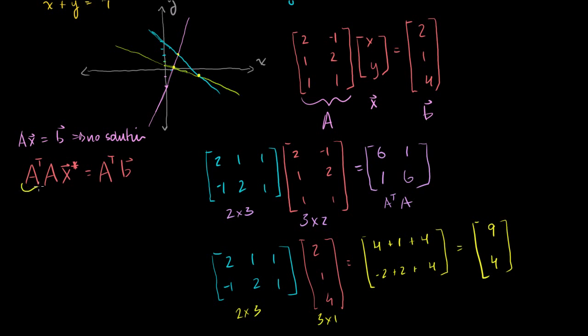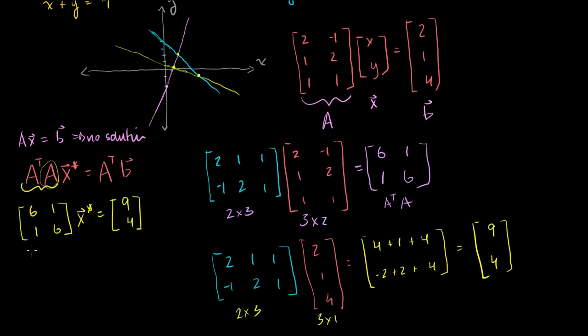So we can rewrite this as the matrix A transpose A, which is just 6, 1, 1, 6, times my least squares solution. So this is actually going to be in the column space of A, is equal to A transpose times b, which is just the vector 9, 4. And this will be a little bit more straightforward to find a solution for. In fact, there will be a solution. We've proved it in the last video.